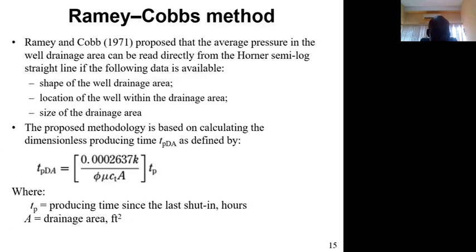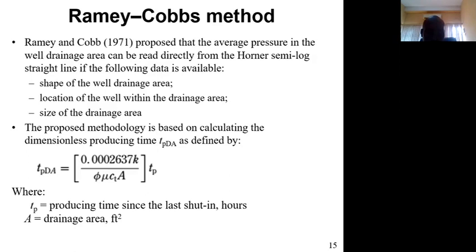I'd like to continue the discussion on the determination of average reservoir pressure. And this time I would be continuing with, or starting with, the Ramey and Cobb method. So Ramey and Cobb proposed that the average reservoir pressure in the drainage area can be read directly from the Horner semi-log straight line. And this implies that to use the Ramey and Cobb method, the Horner plot needs to have been produced.